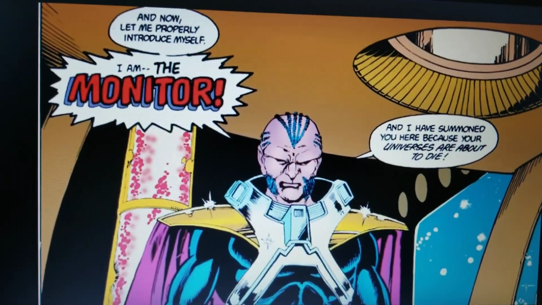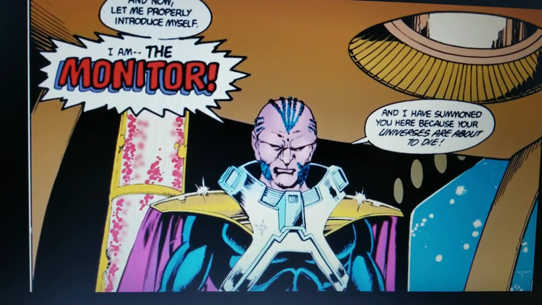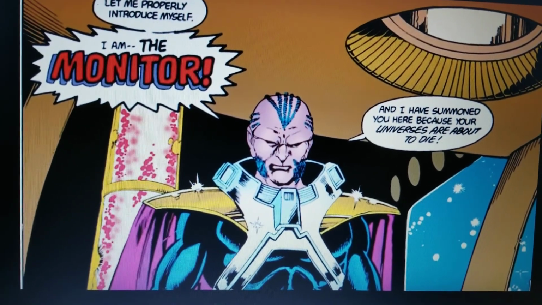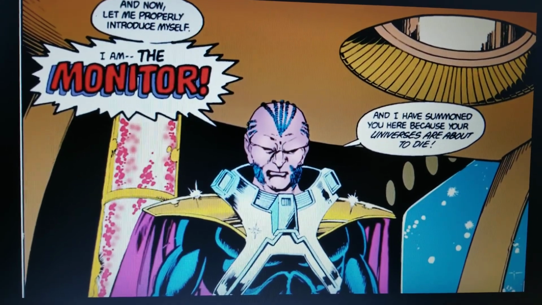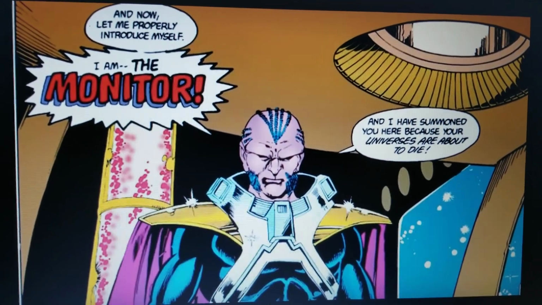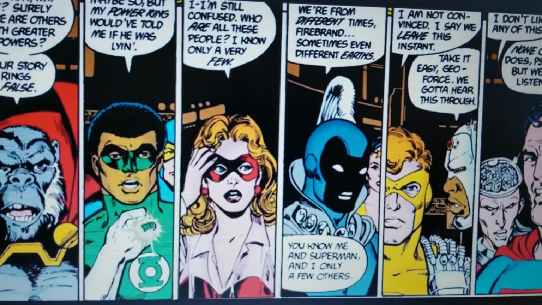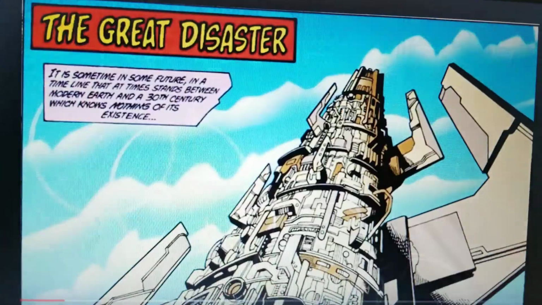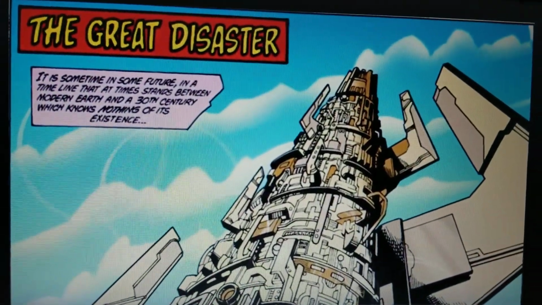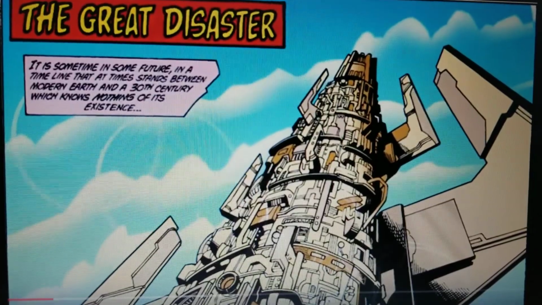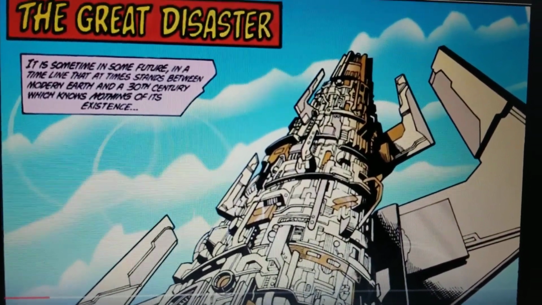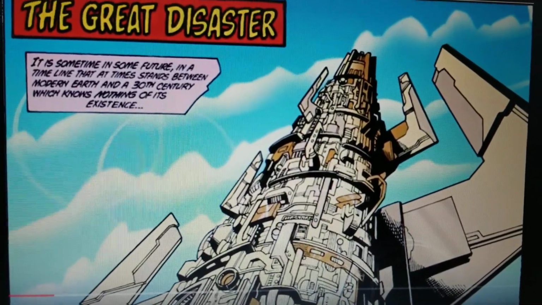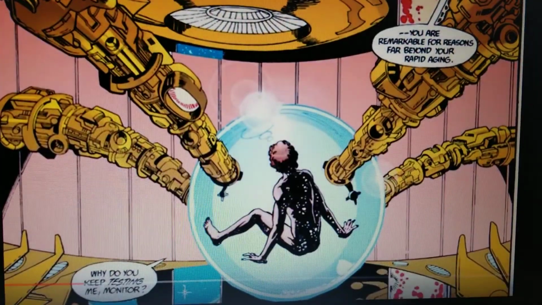Then the Monitor revealed himself and explained that the universes are collapsing. The antimatter is eating up all the universes, and he's gathering all the heroes together to fight against this. And of course the heroes are all confused. The Monitor said he has been building all these energy spires to go against the Anti-Monitor, and so he tasked all the heroes to protect all these energy spires.